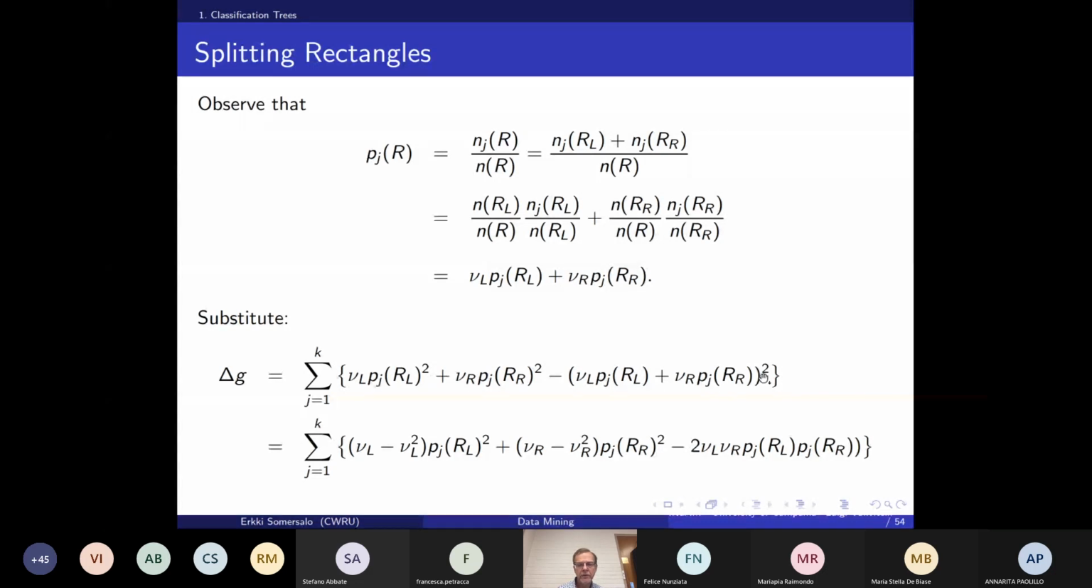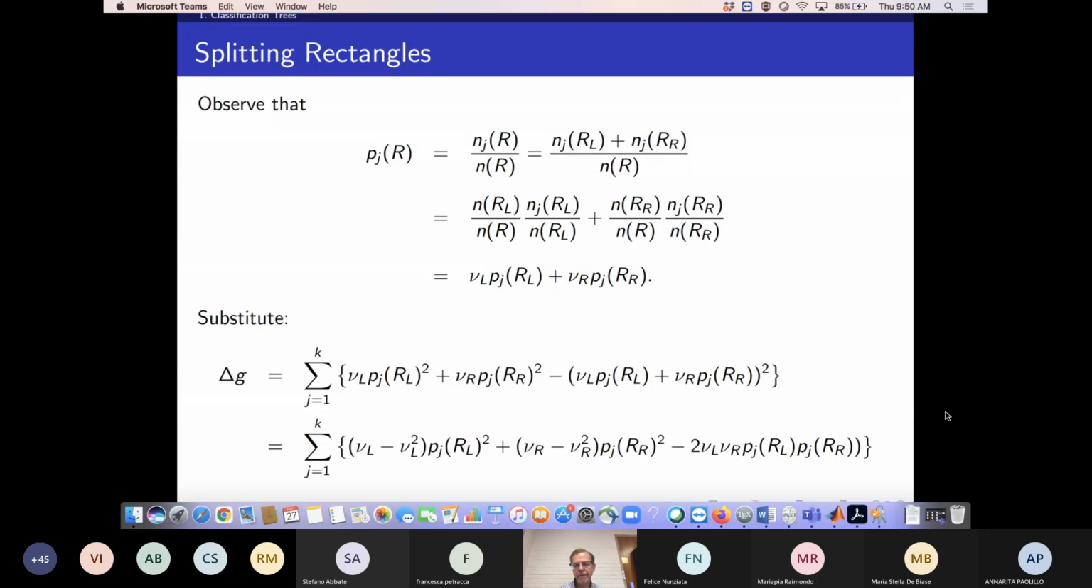And so then I'm distributing this binomial term here. I'm using the binomial formula, and so I'm collecting the terms which are proportional to the frequency Pj on the left squared. So I get nu L minus nu L squared from here. The same thing with the right parts are nu R minus nu R squared, then minus 2 times nu L nu R, and then the product of these frequencies.